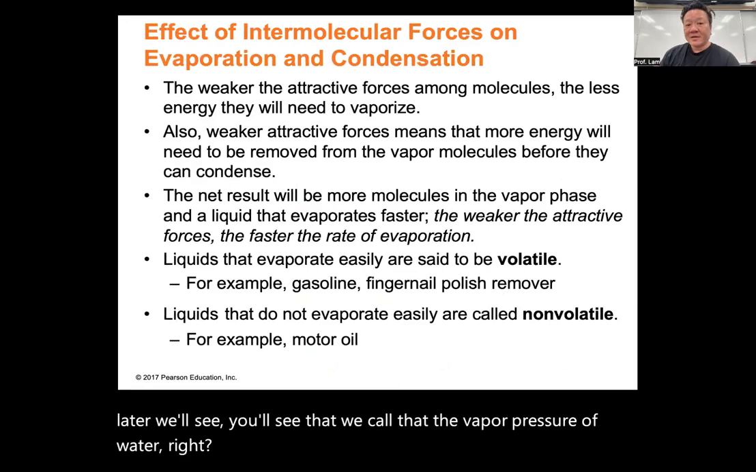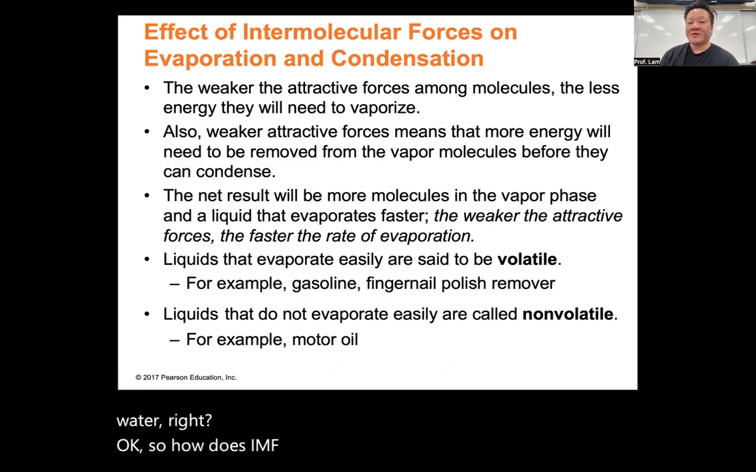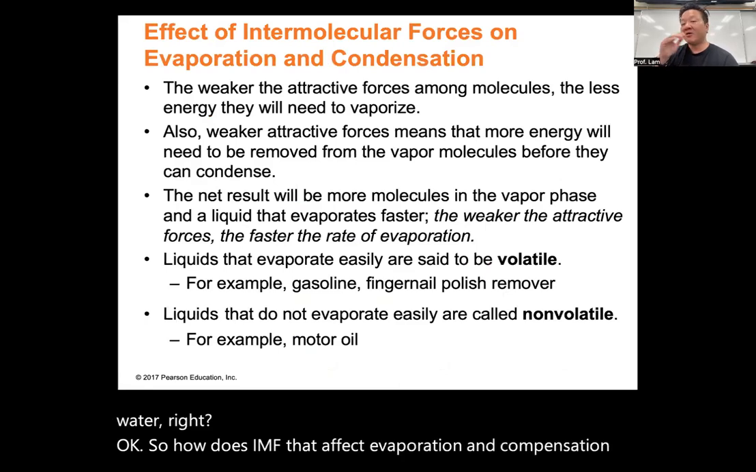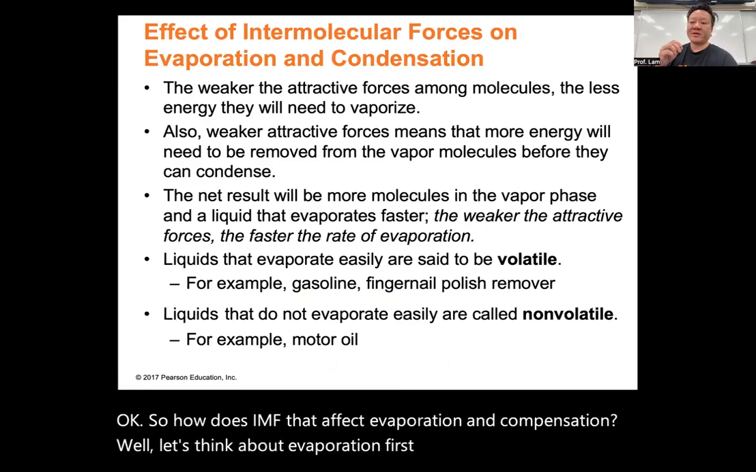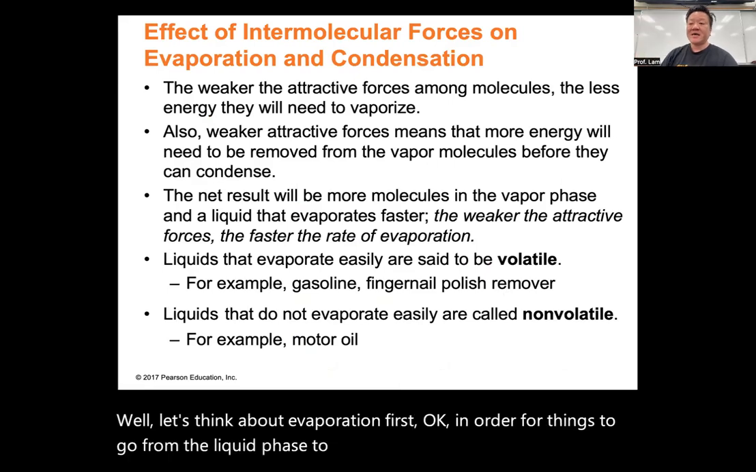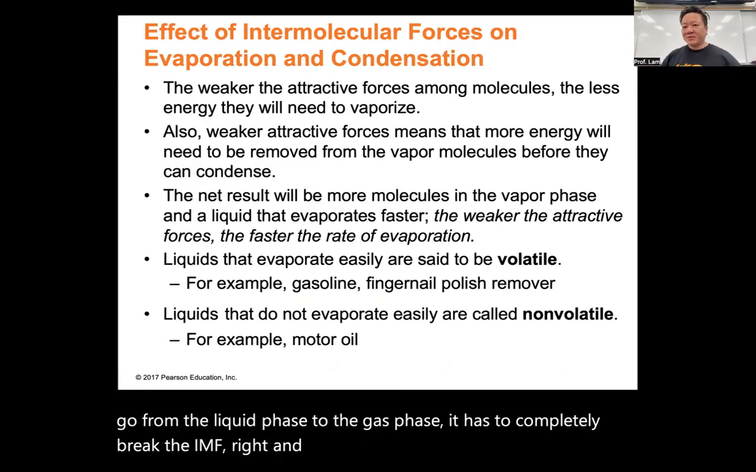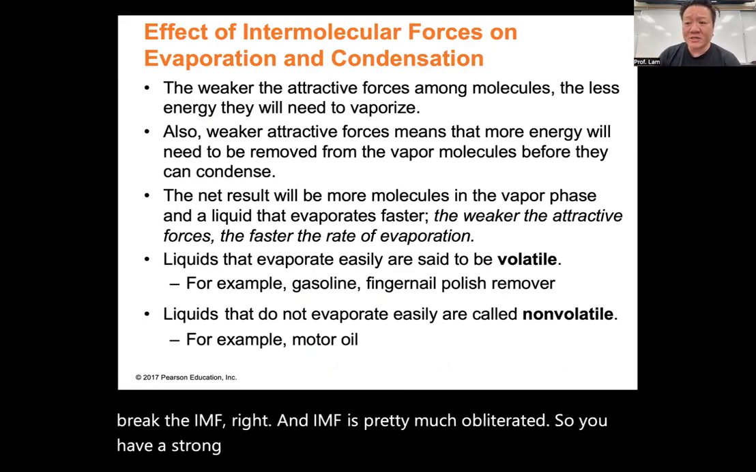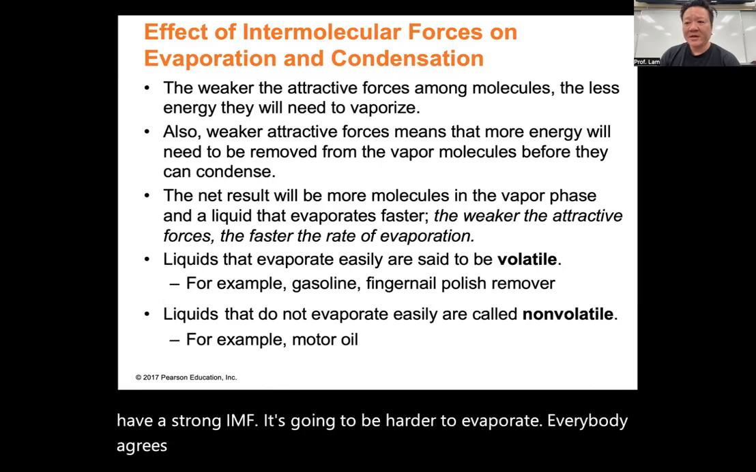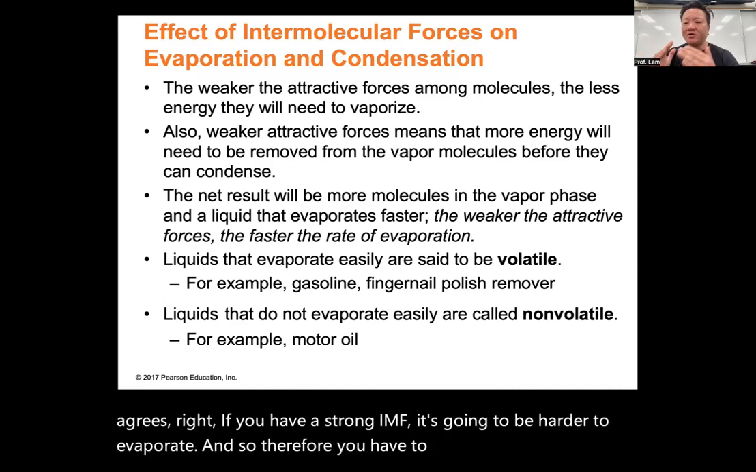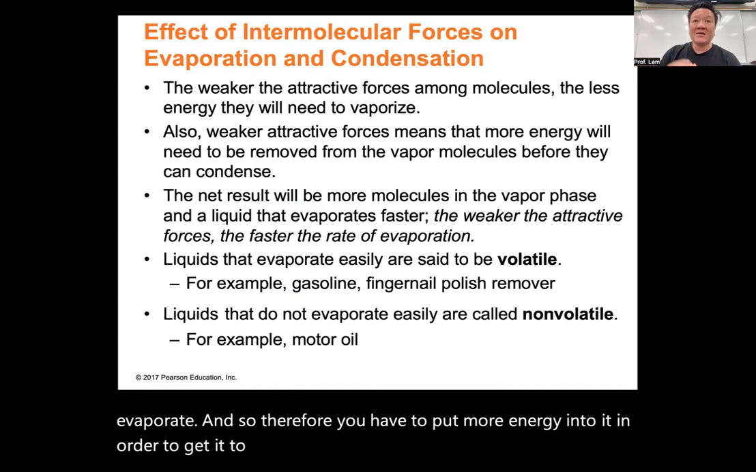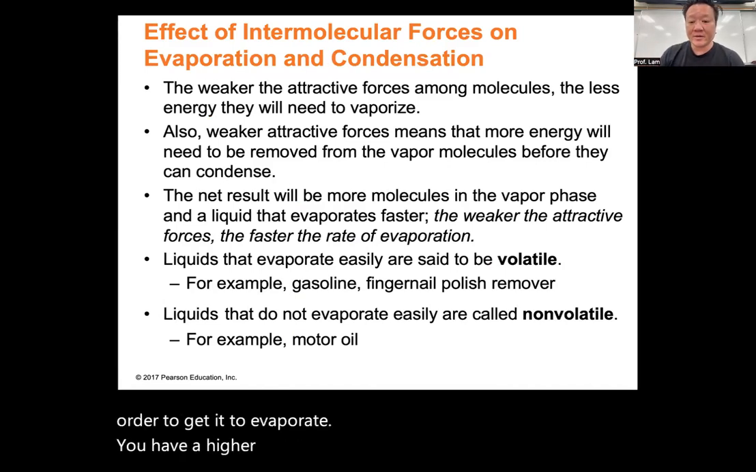Okay, so how does IMF then affect evaporation and condensation? Well, let's think about evaporation first, okay? In order for things to go from the liquid phase to the gas phase, it has to completely break the IMF, right? The IMF is pretty much obliterated. So if you have a strong IMF, it's going to be harder to evaporate. Everybody agrees, right? If you have a strong IMF, it's going to be harder to evaporate. And so therefore you have to put more energy into it in order to get it to evaporate, AKA you have a higher boiling point, okay?